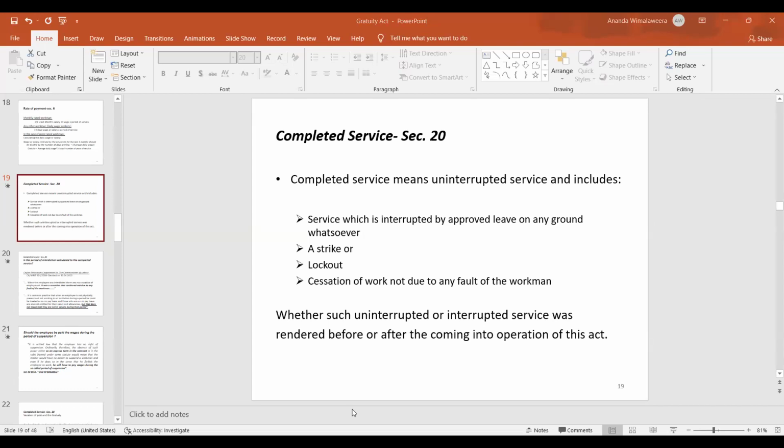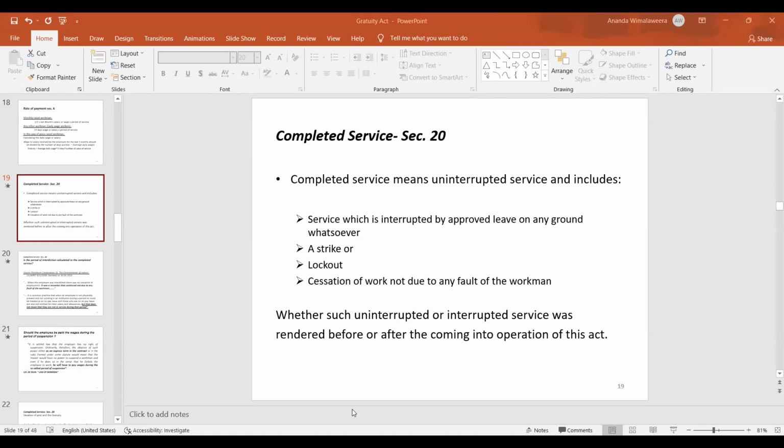Kavindi, what do you think? So I guess, without including the holidays... No, forget about the holidays for the moment. I will come to that point later in my next explanation. So if he has 4 years and 11 months and he is resigning, is he entitled to gratuity? No. Completed means exactly 5 years.